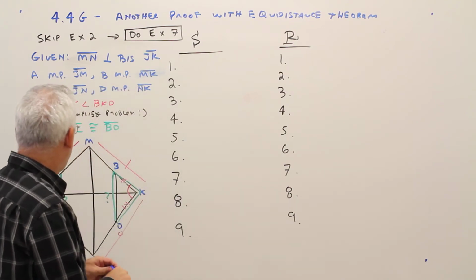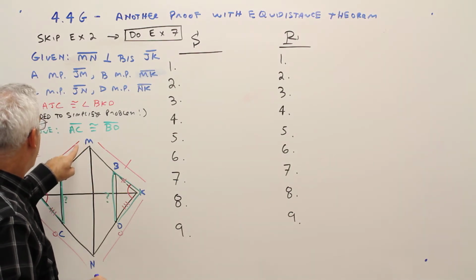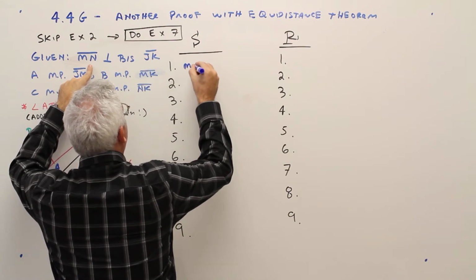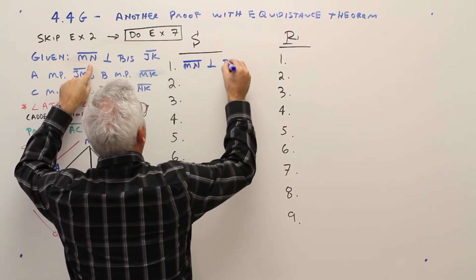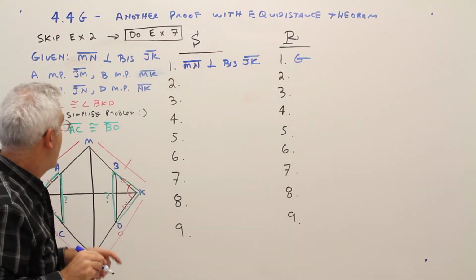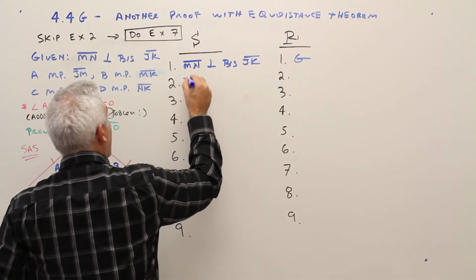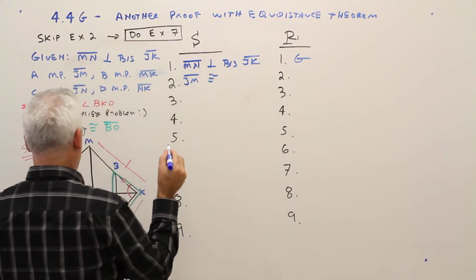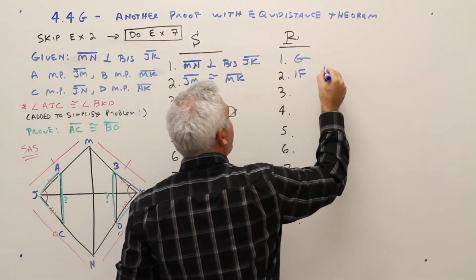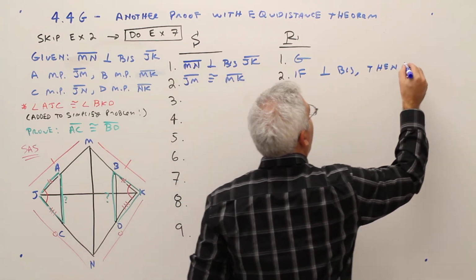All right, so I guess I'll start with these sides here. So I'll start with the perpendicular bisector. So MN, perpendicular bisector of JK, given. From that, I got these segments to be congruent. JM is congruent to MK, if perpendicular bisector, then equidistant.